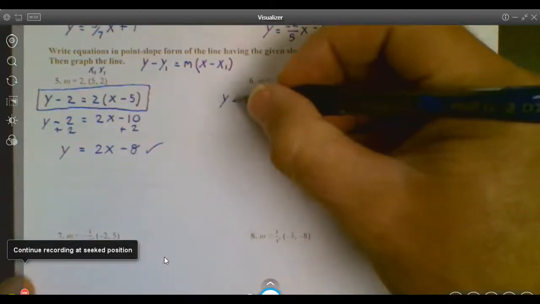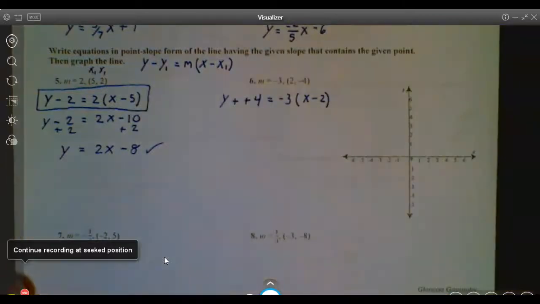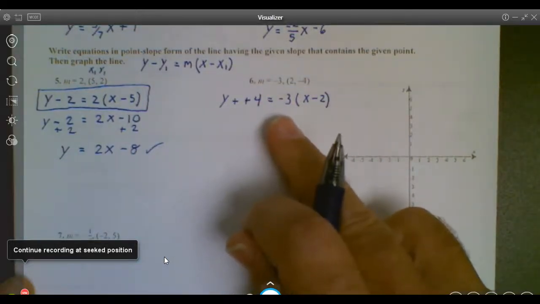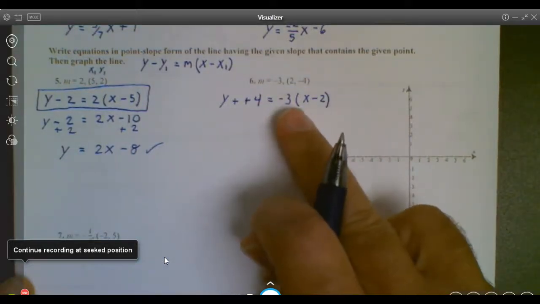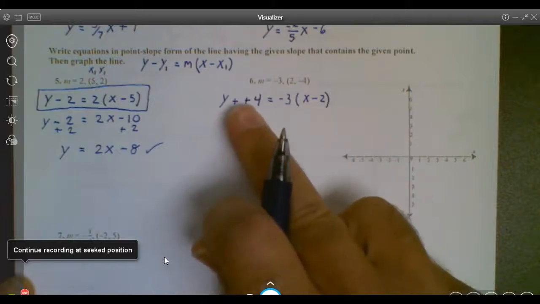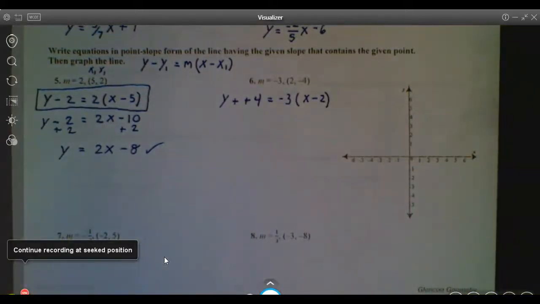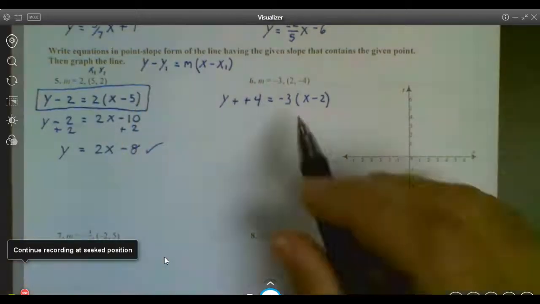So I would do a little cleanup right here and call that y plus 4, but that would be the equation of the line in slope-intercept form. I'm sorry, point-slope form. So there's the equation in point-slope form. If you distribute the -3 and then subtract 4 from both sides, then you would have slope-intercept form. But the directions just said point-slope, so I'm going to leave it like this.